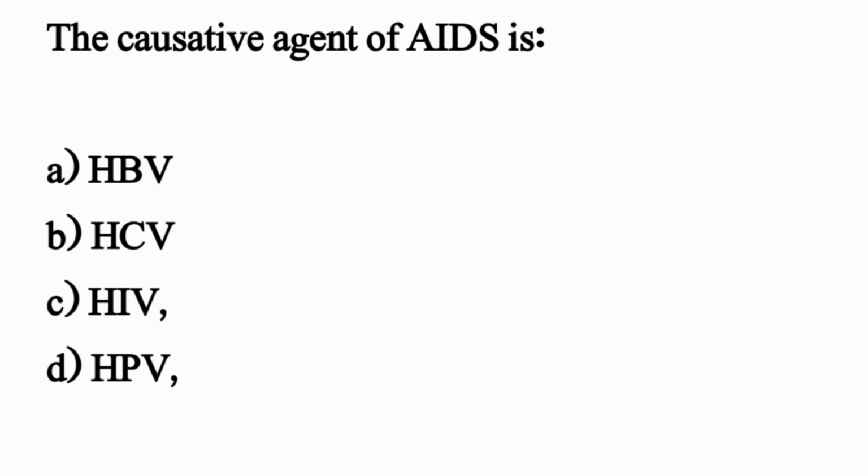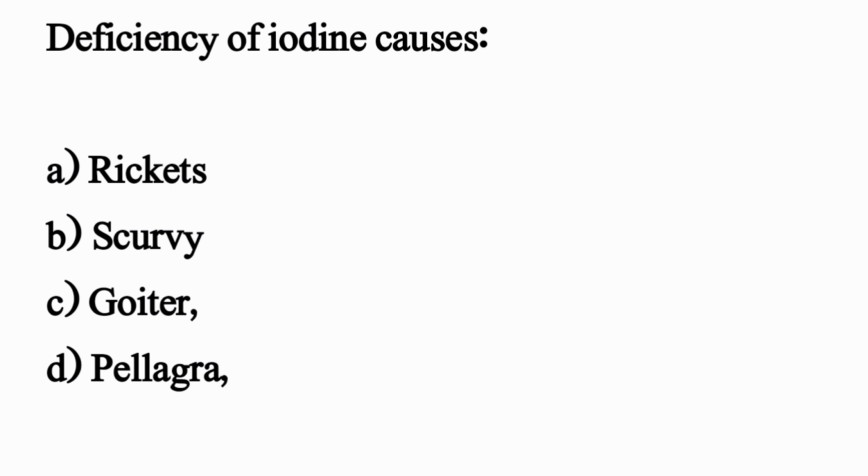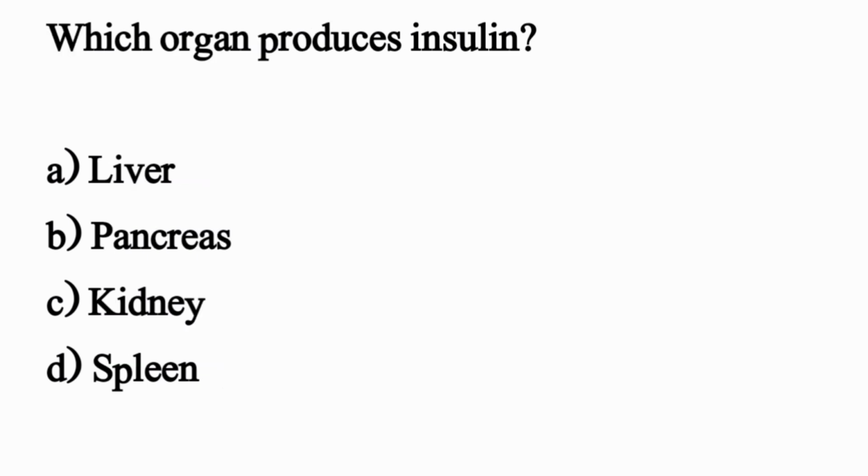The causative agent of AIDS is. The right option is option C, HIV. Deficiency of iodine causes. The right option is option C, goiter. Which organ produces insulin? The right option is option B, pancreas.